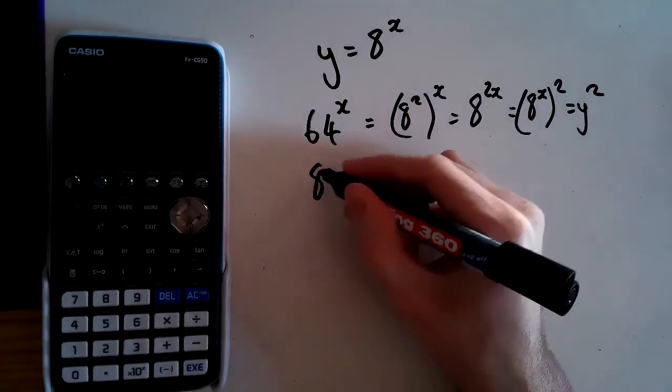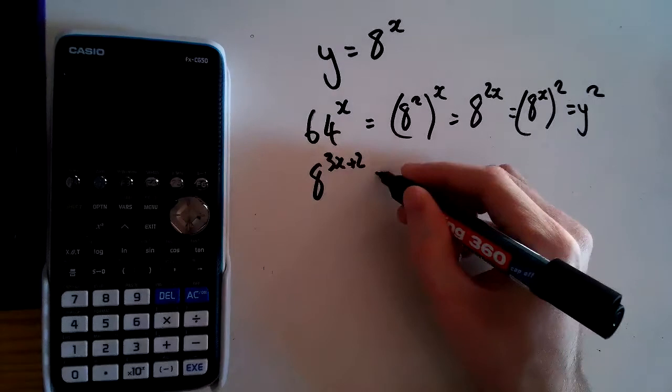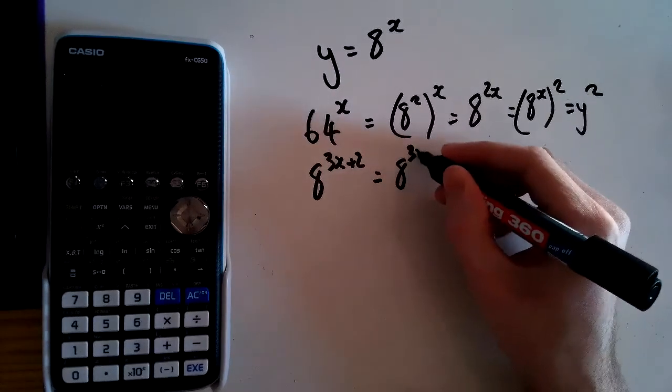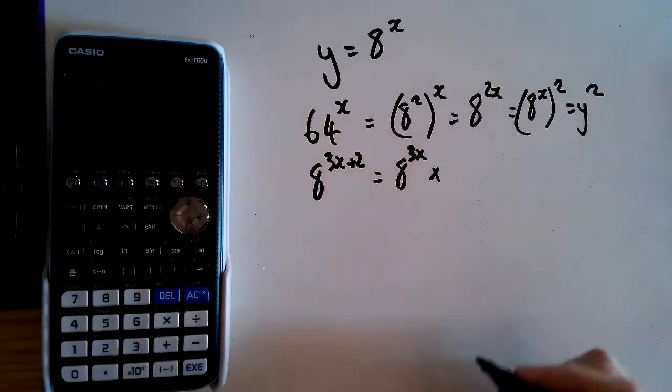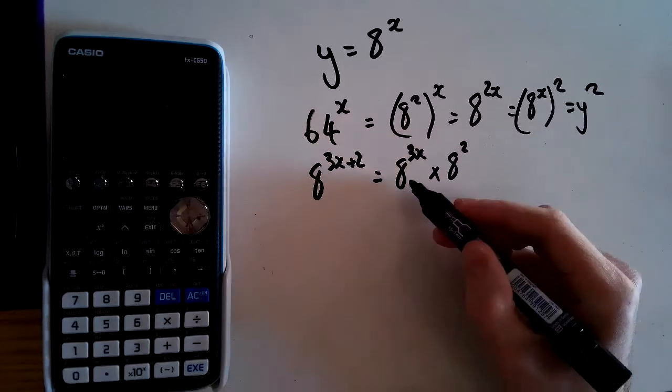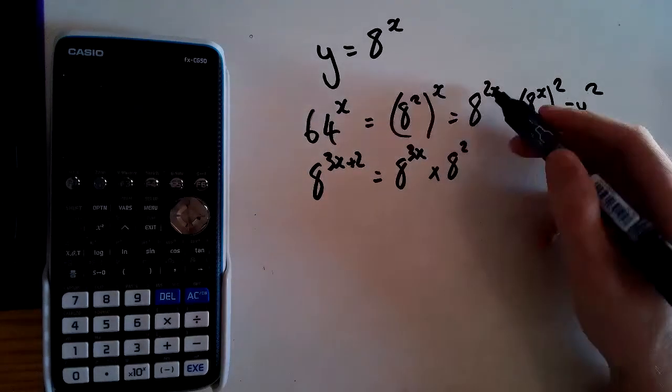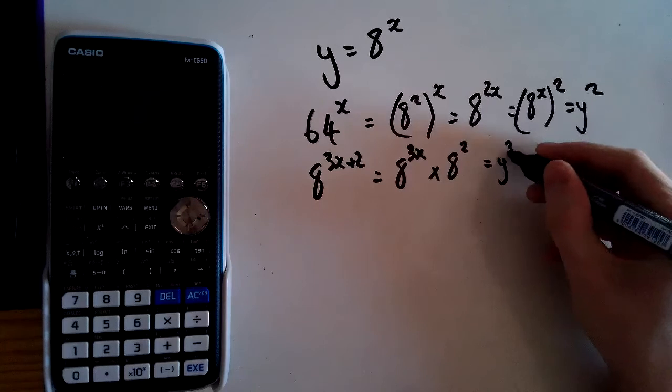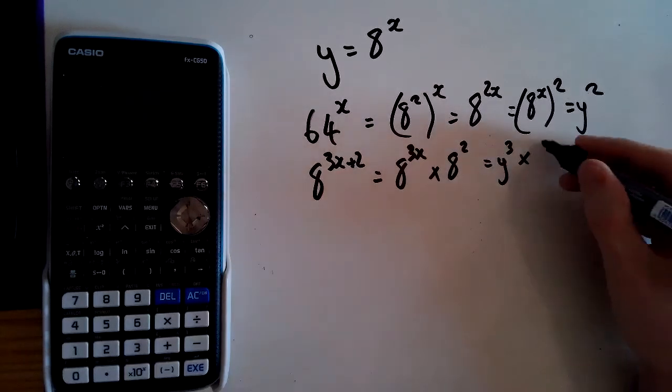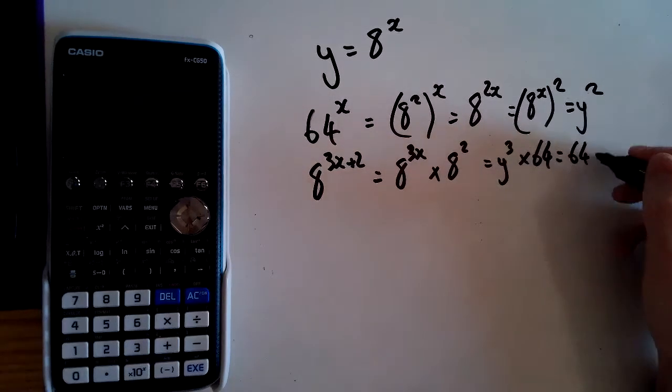Next one, 8 to the 3x plus 2. Again, I can write that as 8 to the 3x times 8 squared. 8 to the 3x, for the same reason as above, gives me y cubed. 8 squared is 64, so I just get 64y cubed.